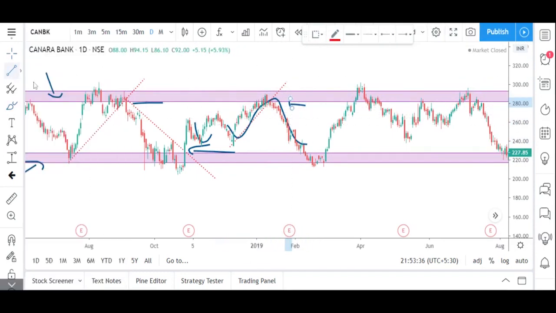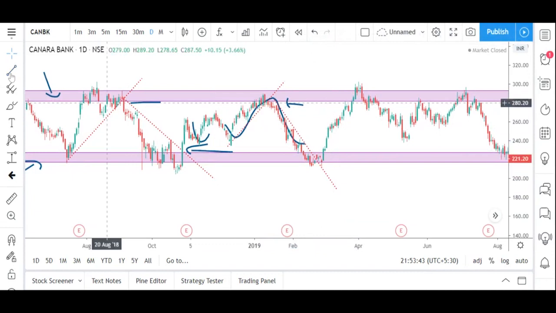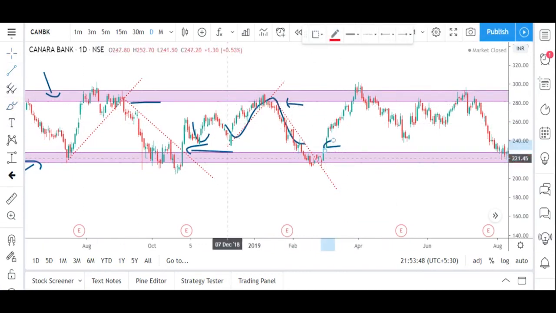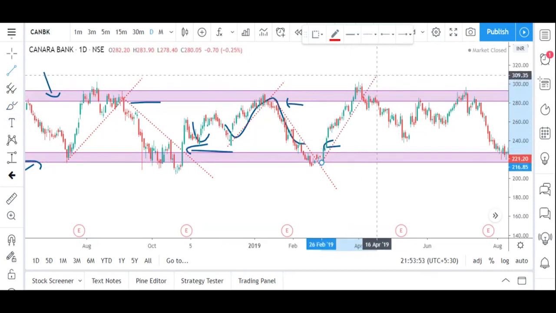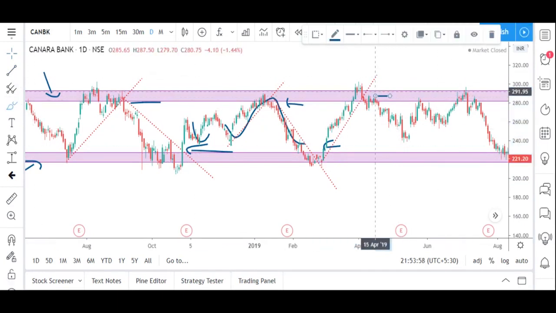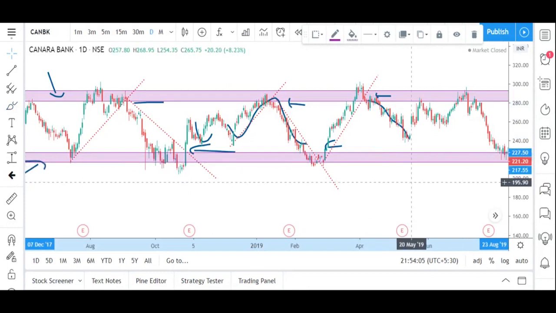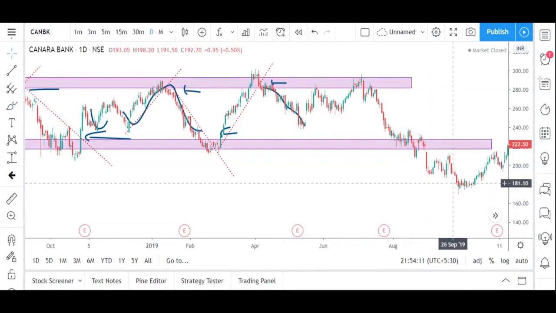Again if you see this pullback, when it crosses here, again you can take the trade here, guys. And again to show this, you draw a trend line and again you enter the trade here, so again you will get a good swing. This is how we trade in swing trading, guys.